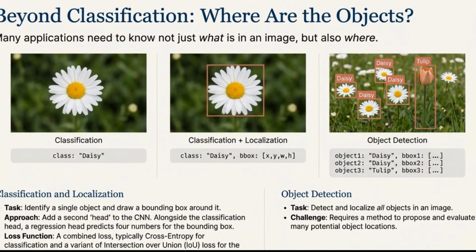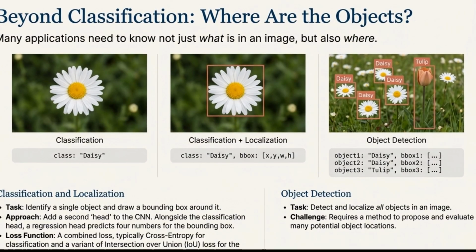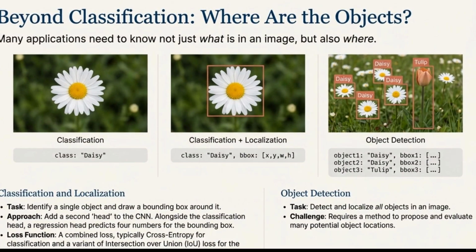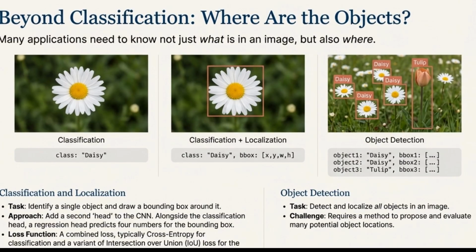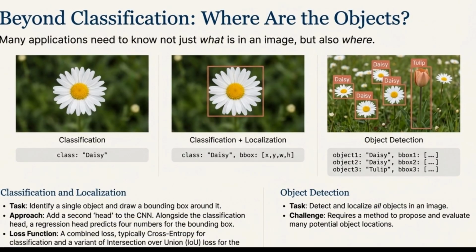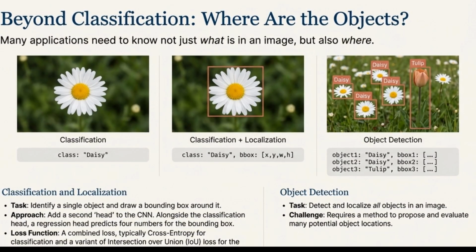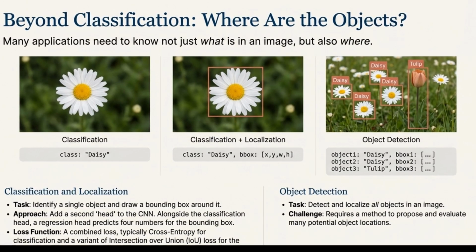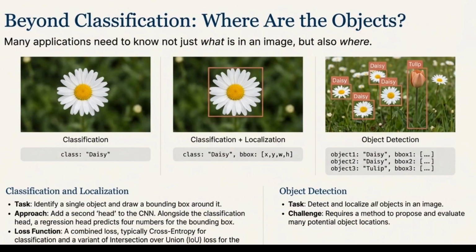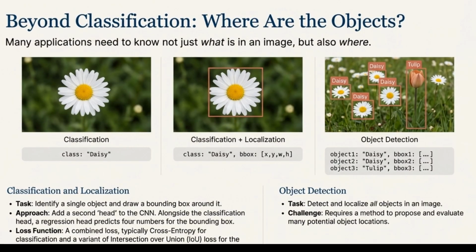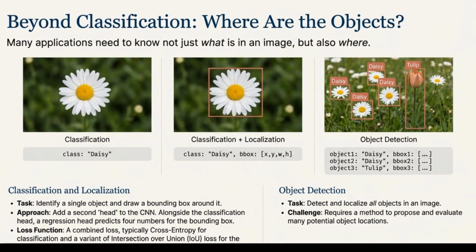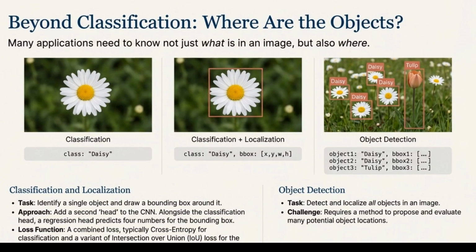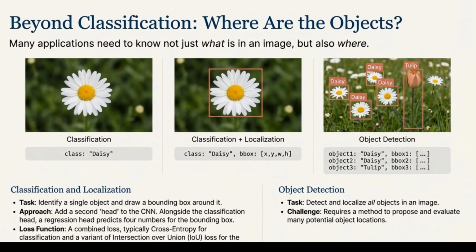This is typically implemented by adding a second head to the CNN output, alongside the standard classification head. This new head is a regression head that predicts 4 numbers, the bounding box coordinates x, y, width, and height. Training requires a combined loss function, pairing the standard cross-entropy loss for classification with a spatial loss, often a variant of the intersection over union or IOU loss for the bounding box regression.